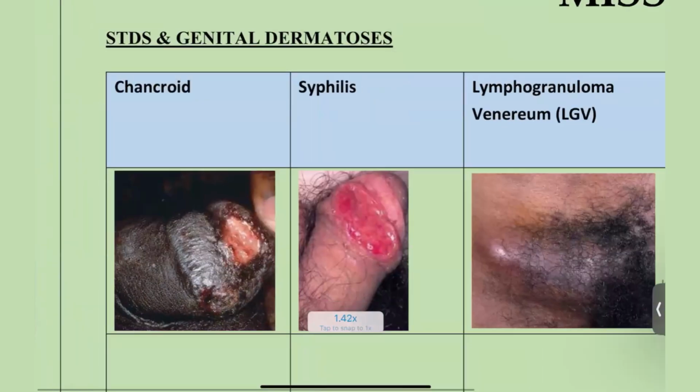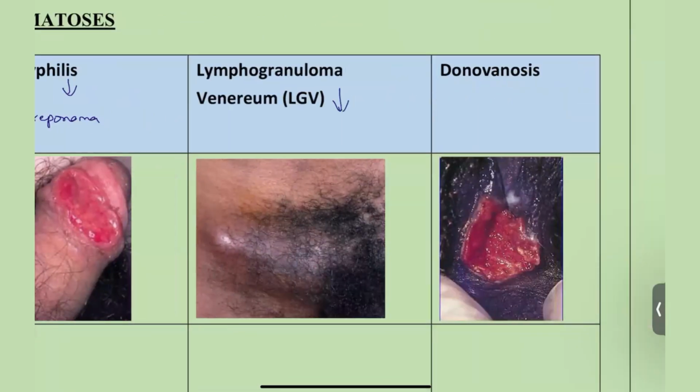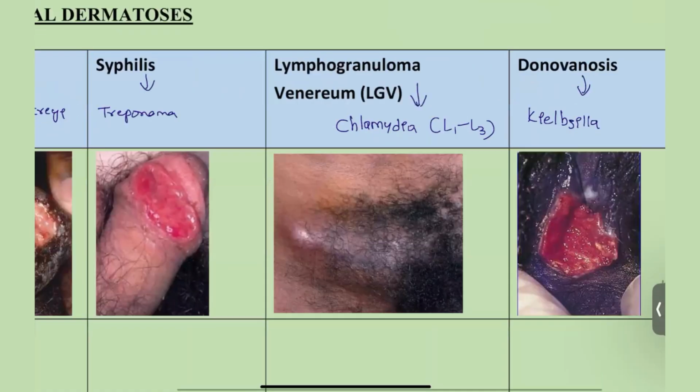Next, coming to the STDs and the genital dermatoses that are involved. Chancroid is most commonly due to Haemophilus ducreyi, and syphilis, you all know, is due to Treponema species. Lymphogranuloma venereum is due to Chlamydia, the serovars L1 to L3, and donovanosis is due to Klebsiella species.